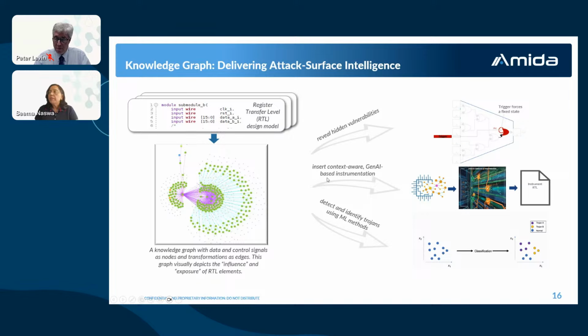It also enables GenAI-based instrumentation. Knowing the rank order of the vulnerabilities, one can prioritize mitigation. Using generative AI, Amida automatically suggests or implements design instrumentation and design augmentation, so that we can manage the response under a potential attack. For example, one can insert a monitor to alert or actively respond when the design is under attack.